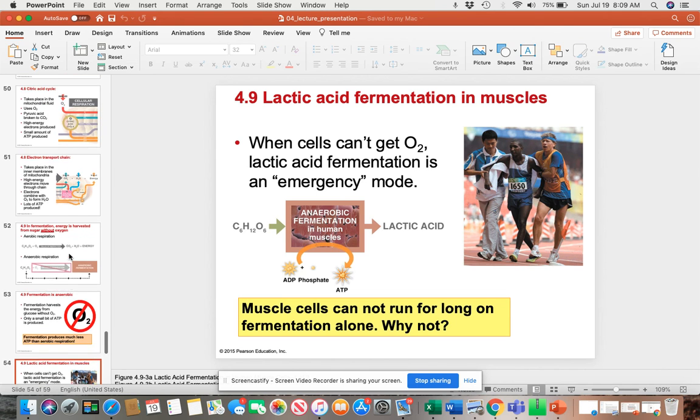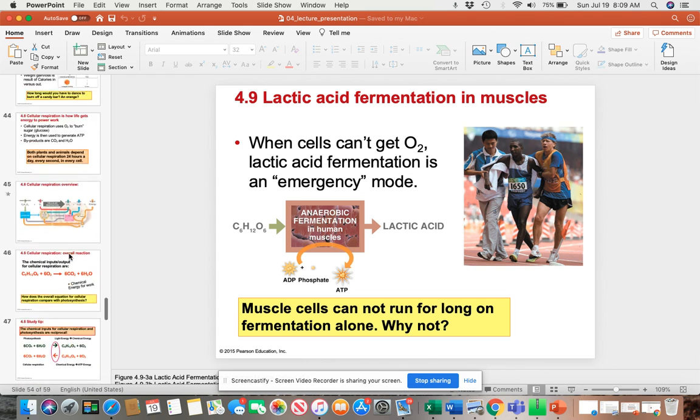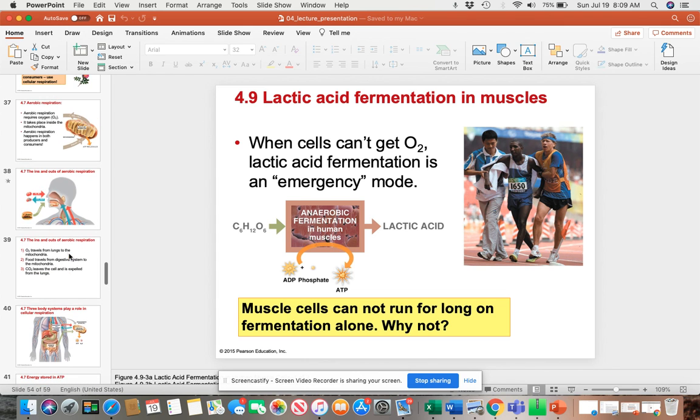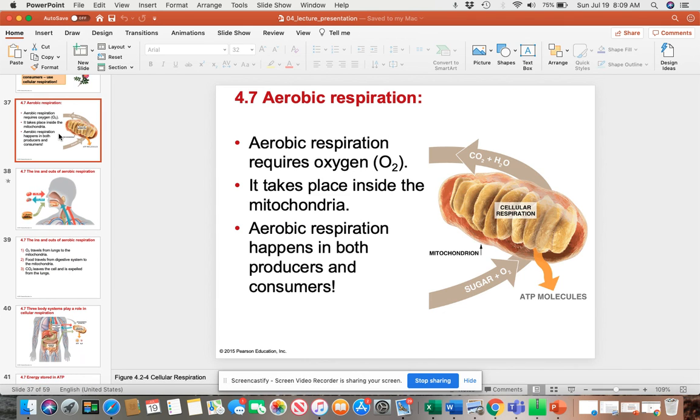Now, where does this take place? Cellular respiration takes place in the mitochondria. As you see here, sugars and oxygen are the input, and carbon dioxide, water, and ATP are produced.